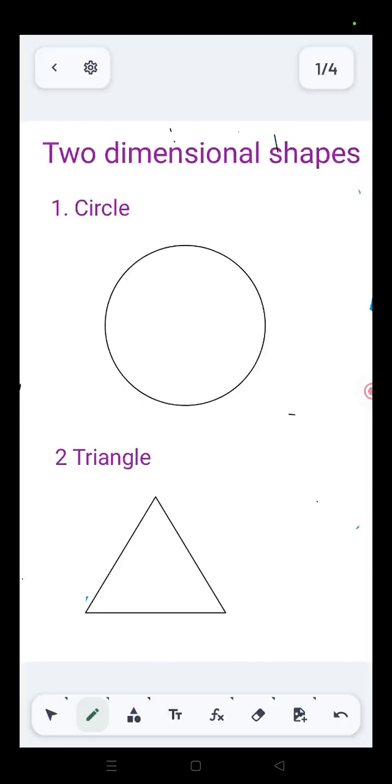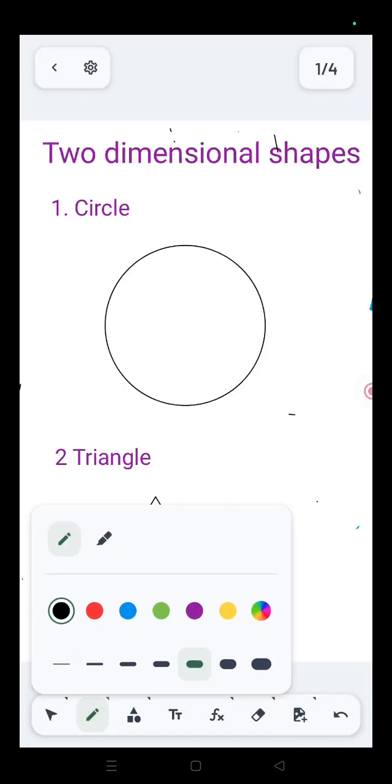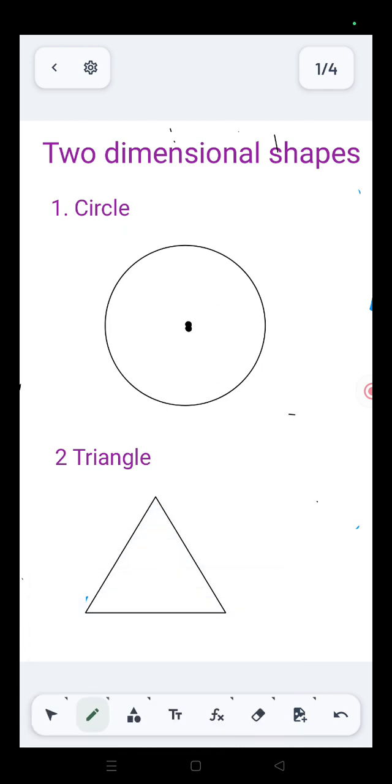Now first, circle. What is a circle? A circle is a closed figure surrounded by many points, and these points are equidistant from another point which is called the center. So the center is a part of a circle, and another part is the radius. The radius is the distance from the center to the circumference, and it is denoted by small r.